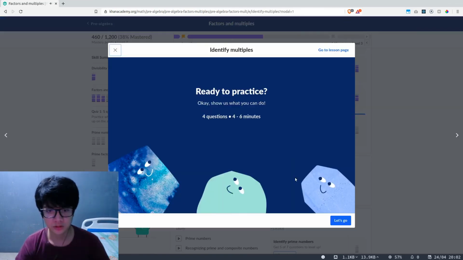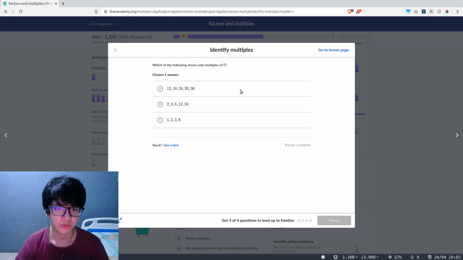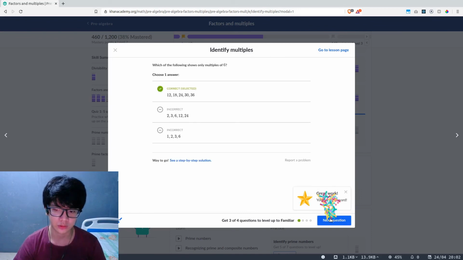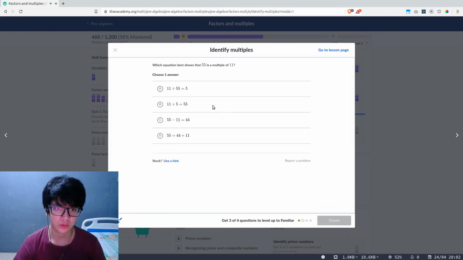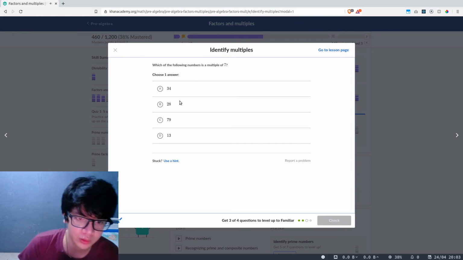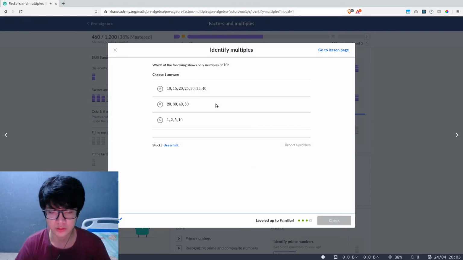Identify multiples. Which of the following shows only multiples of 6? 12, 18, and 48 are multiples of 6. Which equation best shows that 55 is a multiple of 11? 11 times 5. Just 1, okay. Which of the following numbers is a multiple of 7? 28 definitely is. Which of the following shows only multiples of 10?